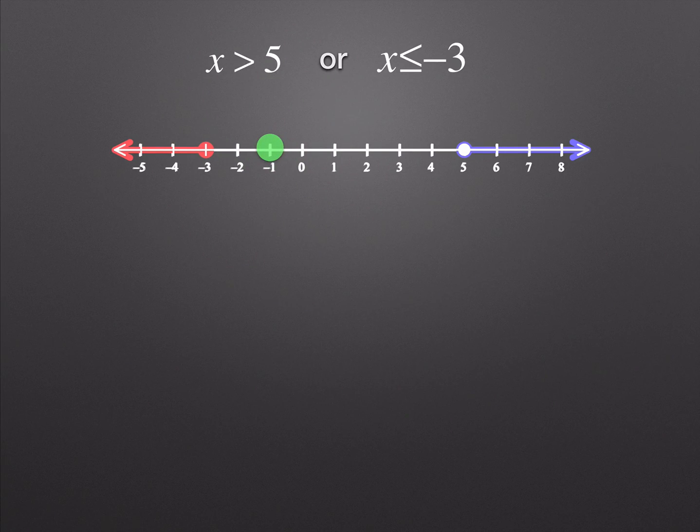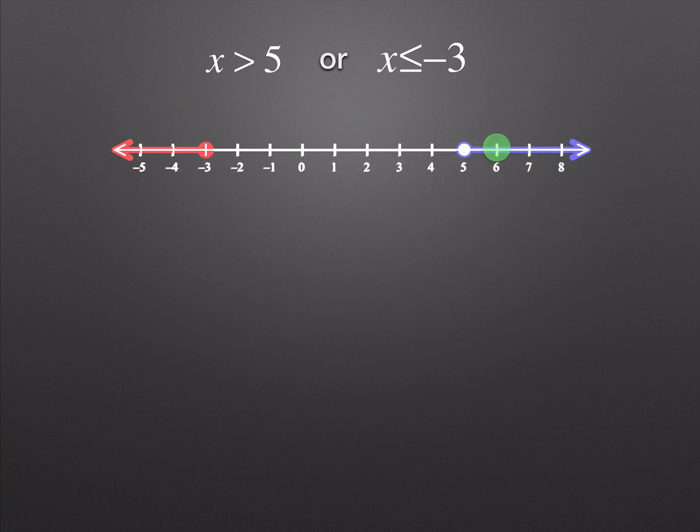I'm going to start by looking at x equals -1. Does x equal -1 make at least one, because it's an or, at least one of the inequalities true? So is -1 greater than 5? No, it's not. How about -1 less than or equal to -3? That's not true either. So that area between the 2 points is not going to make this inequality true.